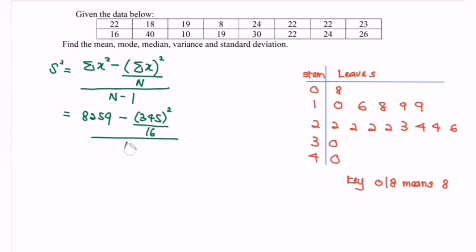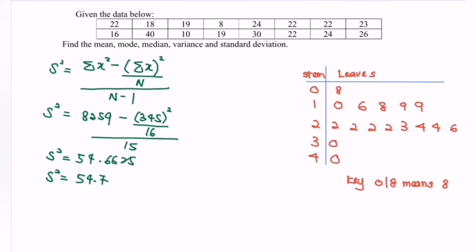Divide by 15. So here we have the value for variance. By referring to the calculator, the variance would be 54.6625. If we round up to 3 significant figures, the variance will be equal to 54.7. So that will be the situation for variance.